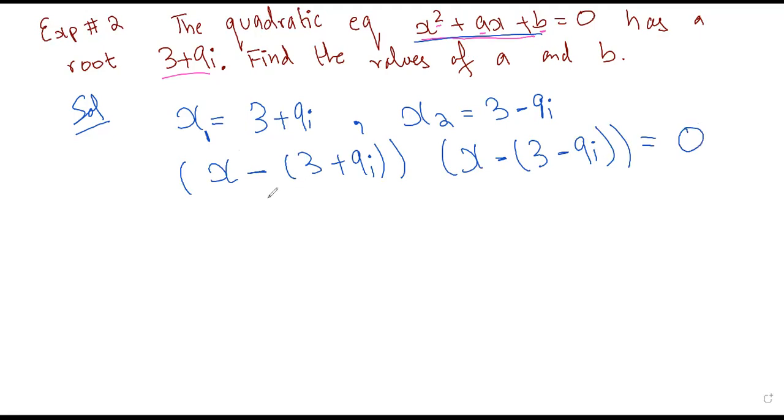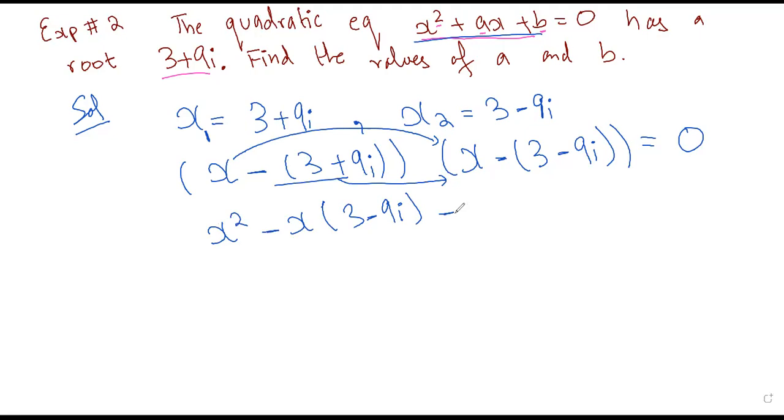Okay. Now let's just simplify this first, or maybe we can directly multiply it. So x into x will give you x square, minus x into 3 minus 9 iota. Then I will multiply this term with x. How did you get minus x? Because there is a minus sign here. Because of this minus, okay? x into minus 3 minus 9 iota, right?